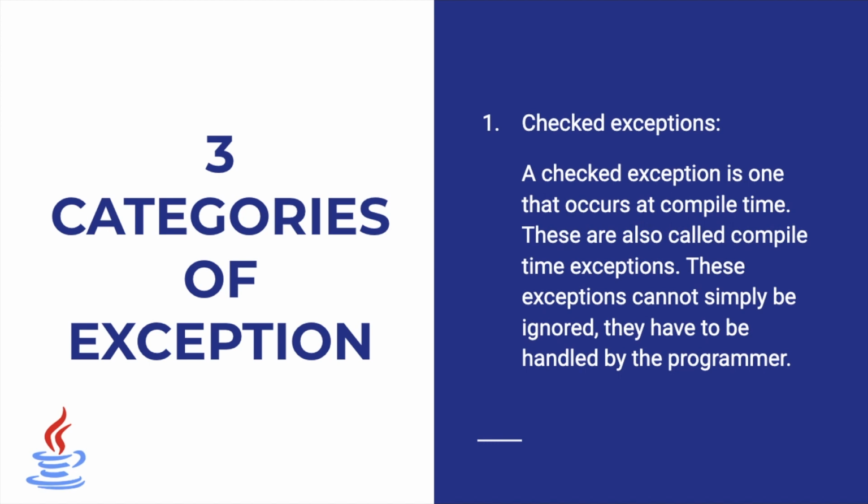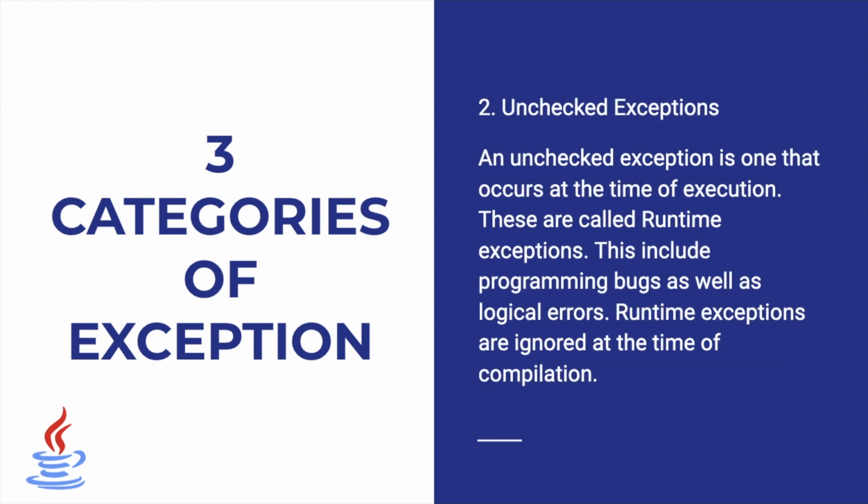So if we look at the three categories of exceptions, we have what is known as checked exceptions. A checked exception is one that occurs at compile time. It is also known as compile time exceptions. These exceptions cannot simply be ignored at the time of compilation. The programmer has to take care of it. We have unchecked exceptions. An unchecked exception is one that occurs at the time of execution. These are called runtime exceptions. These include programming bugs as well as logical errors. Runtime exceptions are ignored at the time of compilation.